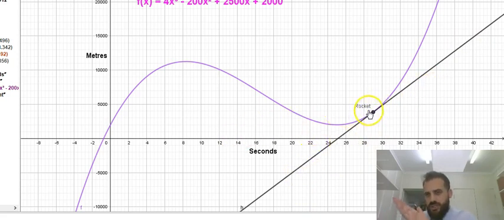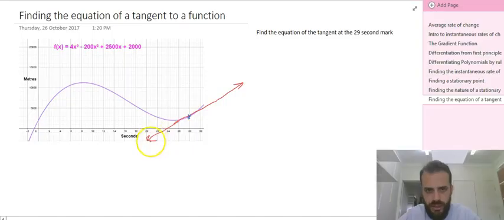The tangent is just touching the equation. So it's got the same rate of change as that instantaneous moment at 29 seconds. So if we know the rate of change at 29 seconds of this function, we'll know the gradient of this function. And you can all do that. So find the equation of the tangent at the 29-second mark. First thing we need to do is know the instantaneous rate of change at the 29-second mark. Our derivative function will help us out.